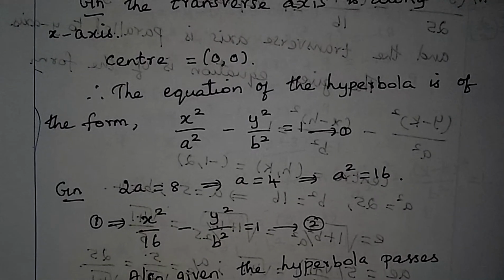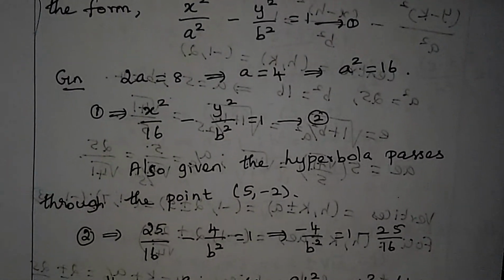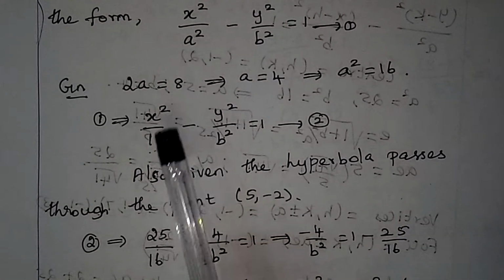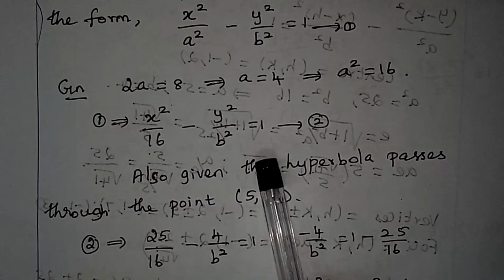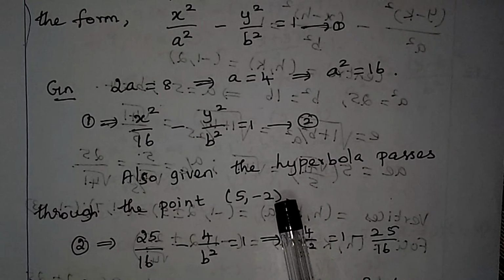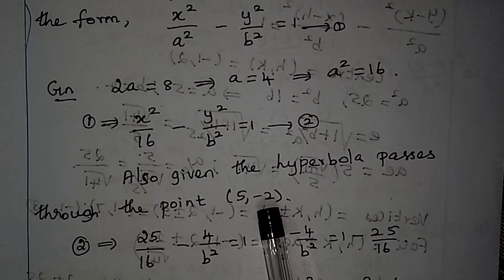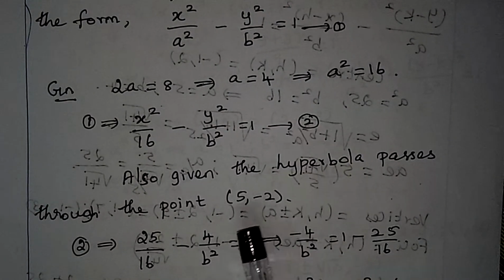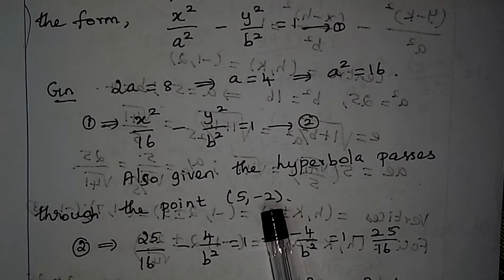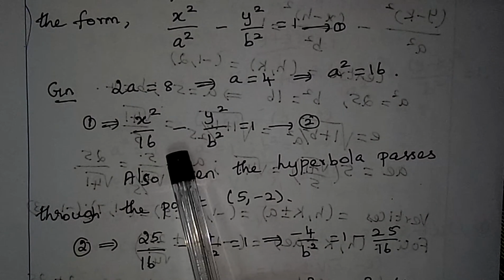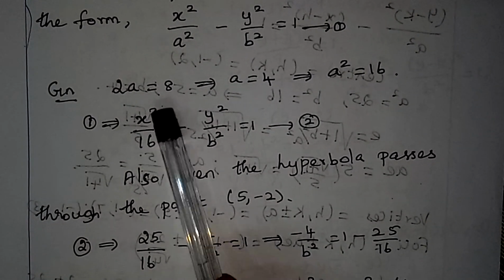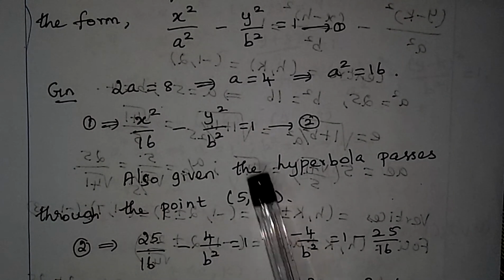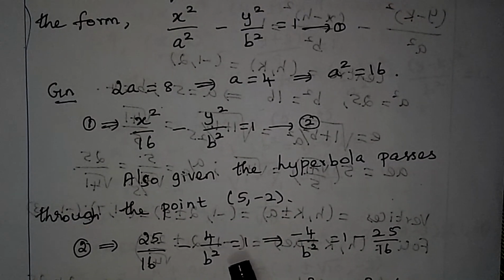Now replace the value of a square here in the first equation. So x square by a square is 16, minus y square by b square, equal to 1. Then it is given that the hyperbola passes through the point 5 comma minus 2, so replace this point in equation 2. Instead of x you put 5, instead of y minus 2. So the second equation becomes 5 square, that is 25 by 16, minus y square, minus 2 the whole square, that is 4 by b square, equal to 1.